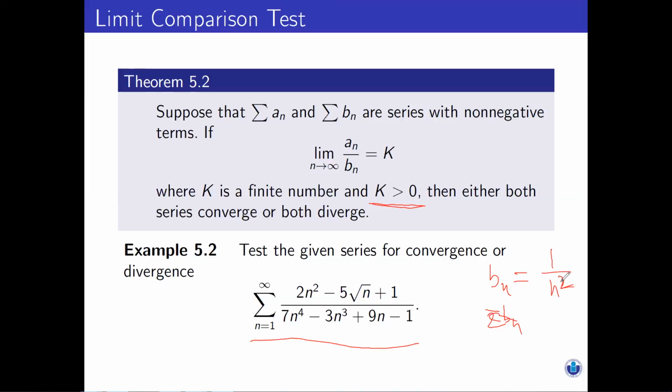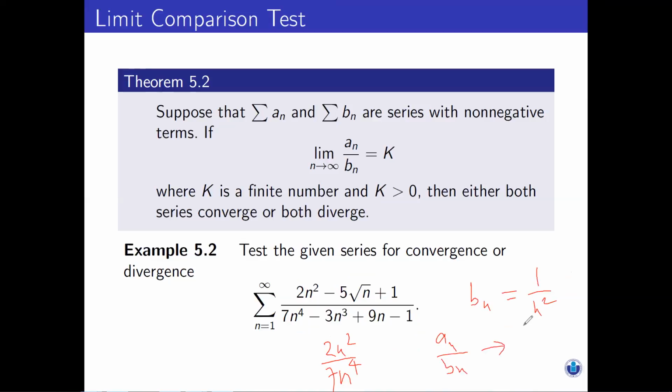because essentially all these terms are small compared to this, and all these are very small compared to this, in the sense that the ratio goes to 0. So essentially this one behaves like 2 to the n squared over n to the power 4. So if you take Bn to be 1 over n squared, then you see that An over Bn converges to 2 over 7, which is a positive number. So you need a non-zero number.